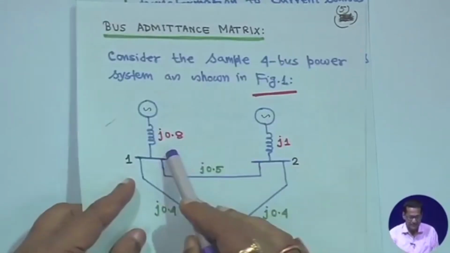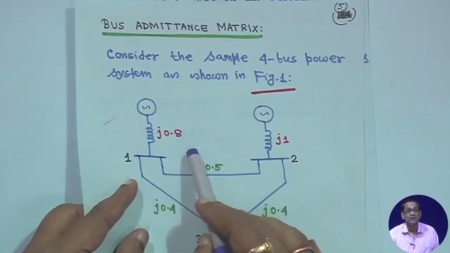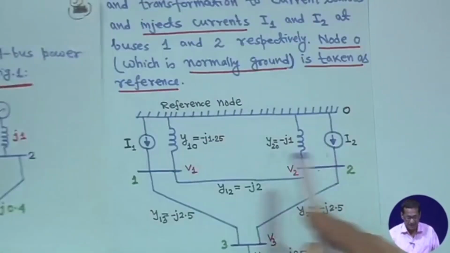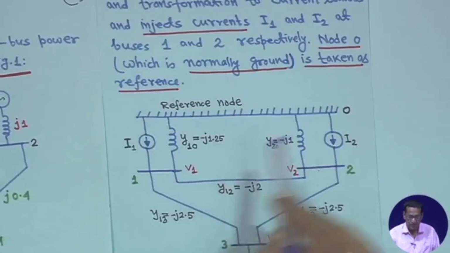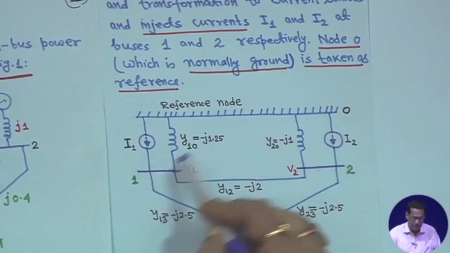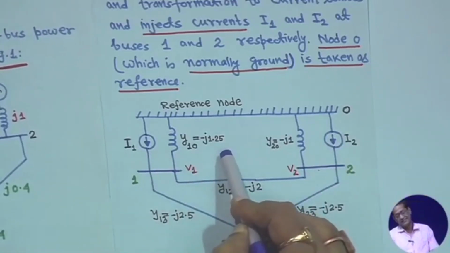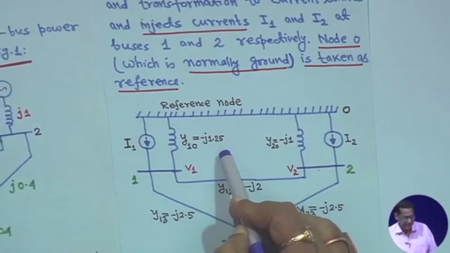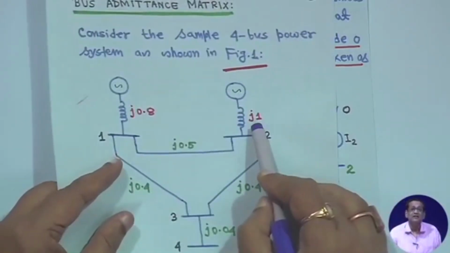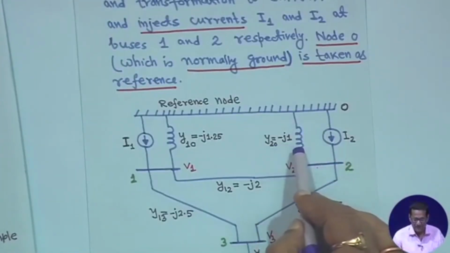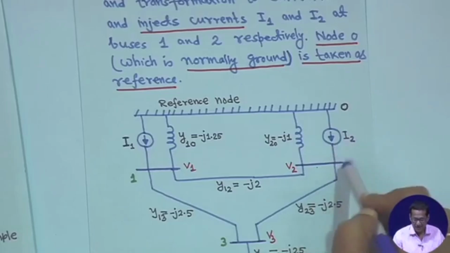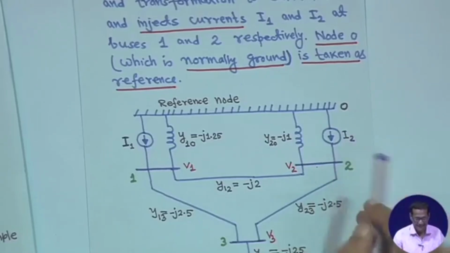So, it is j0.8. 1 upon j0.8 gives y10, which is minus j1.25. This is the 0 node, this is the 1 node, that is why we write y10 as minus j1.25. And this is j1, so 1 upon j1 is minus j1. So y20 is minus j1, and this is I2, the current getting injected.